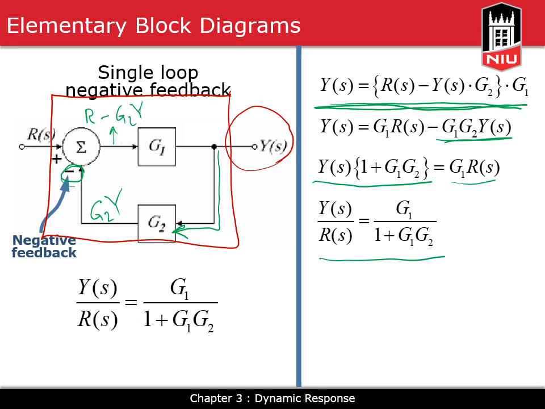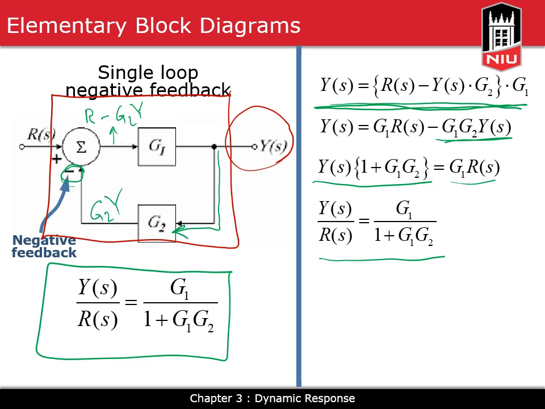So this formula here, very, very important. You should try to remember this. It happens so often that you don't really want to just look at your formula sheet or the book every time you see a feedback loop. Try to remember this. The equivalent transfer function of a negative feedback loop is G1 over 1 plus G1 G2, where G1 is the feed forward transfer function, G2 is the feedback transfer function.